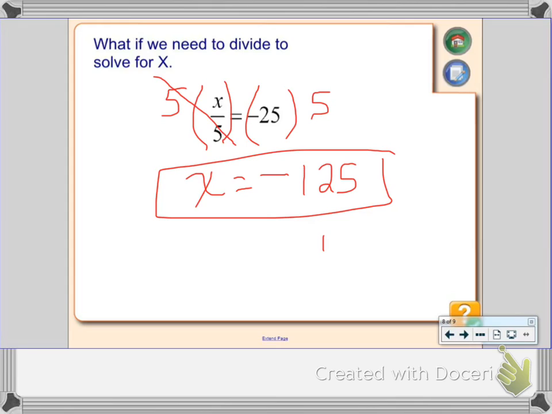And if I substitute that back in, negative 125 divided by 5 is going to equal negative 25. Yes, that's absolutely true, because a negative divided by a positive is going to result in a negative, and 125 divided by 5 is 25. So I know that this answer is correct.